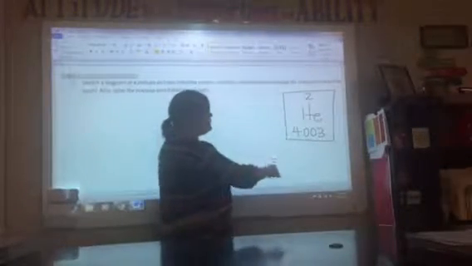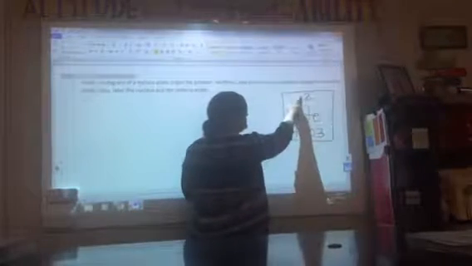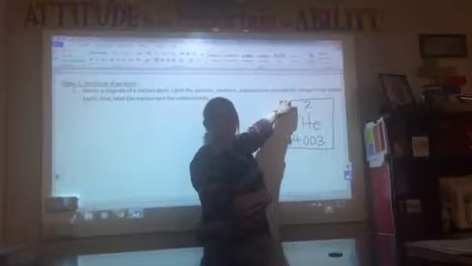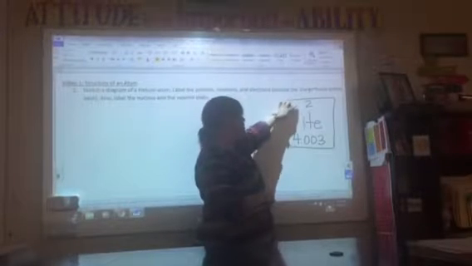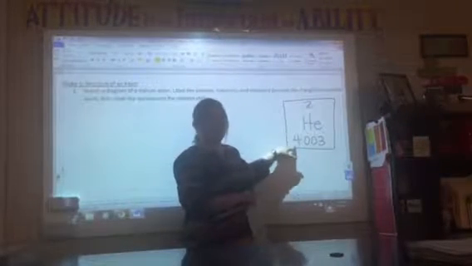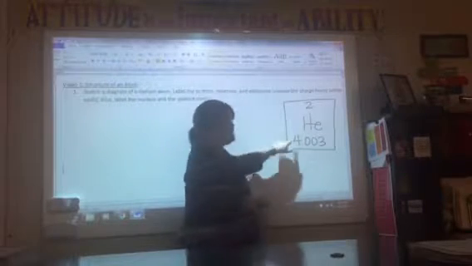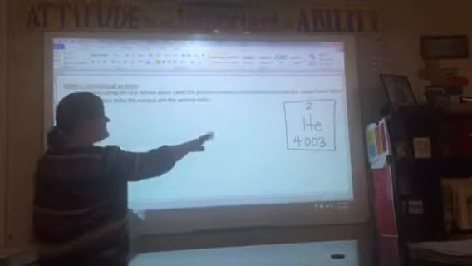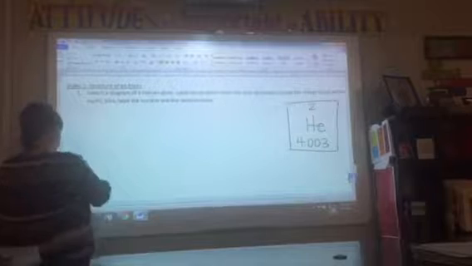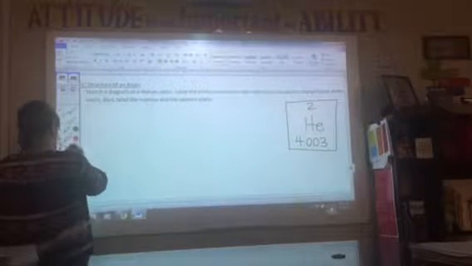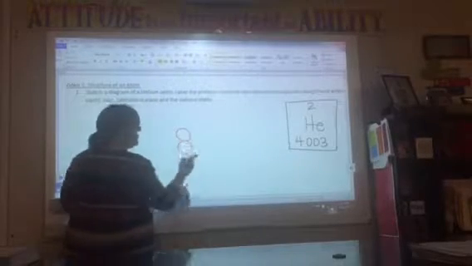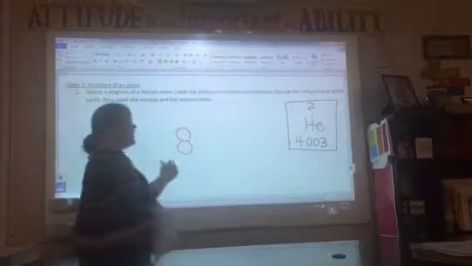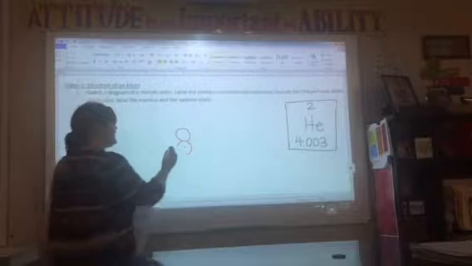Okay. So if you look on your periodic chart, this is your atomic what? Answer me. For real. Number. Okay, atomic number. And then this is your atomic mass. Okay, your atomic mass. And this is helium. This is what it looks like on the periodic chart. All right, so if you drew your picture, in your nucleus, you're going to have 2 protons because that's what the atomic number tells you.